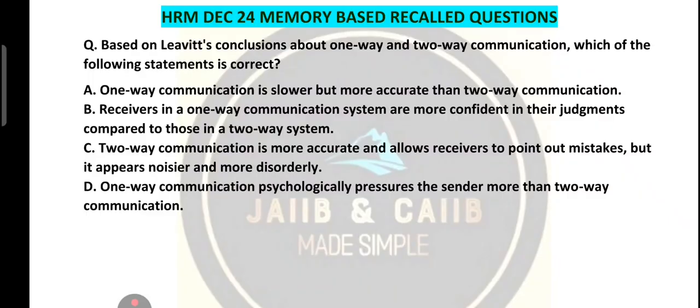What about option B? It is saying that receivers in one-way communication are more confident in their judgment compared to those in two-way communication. Again, this is wrong because in two-way communication, the listener can ask questions, they can get clarification, which builds more confidence in understanding the message. In one-way, the receiver just listens passively and may not feel sure about what they understood.